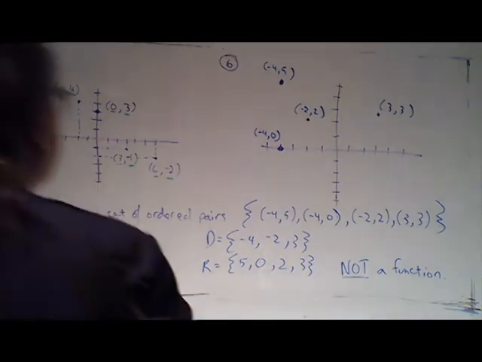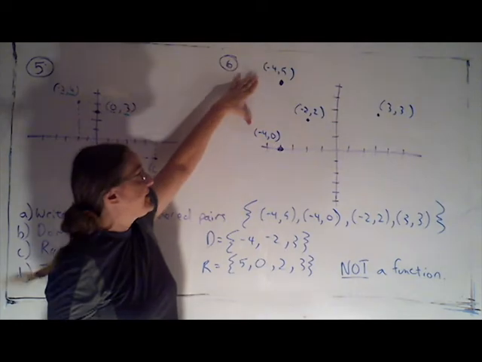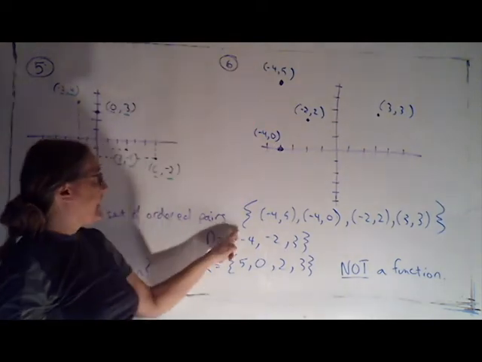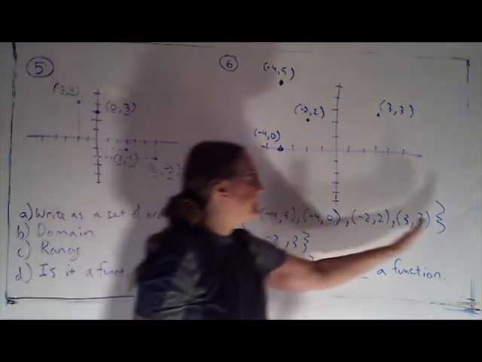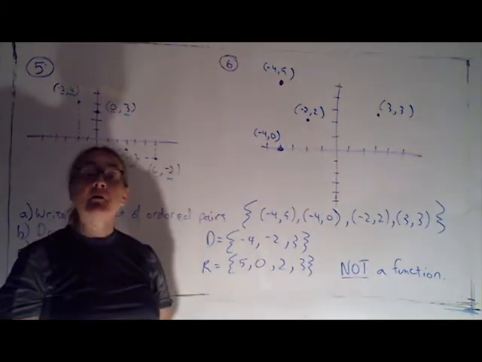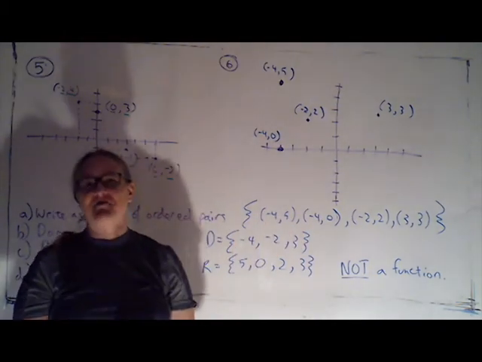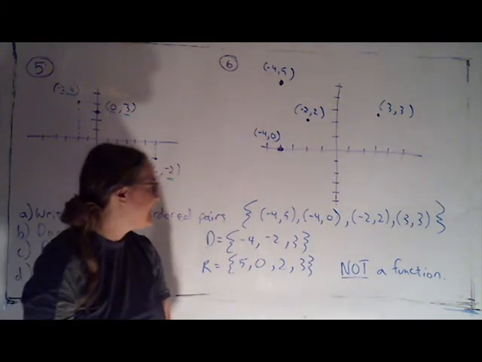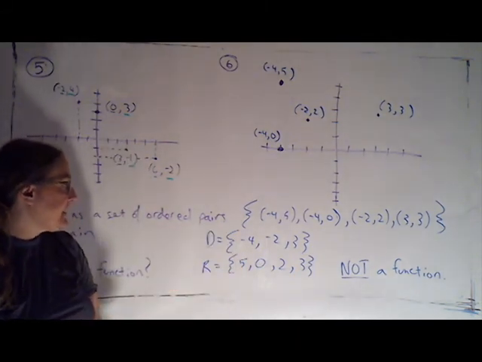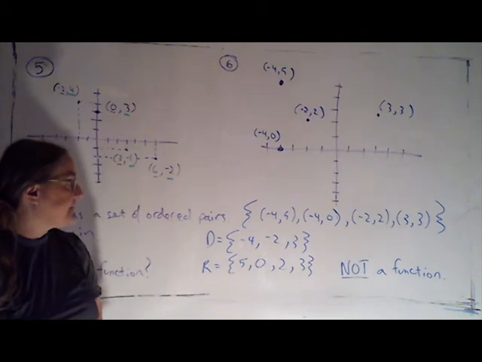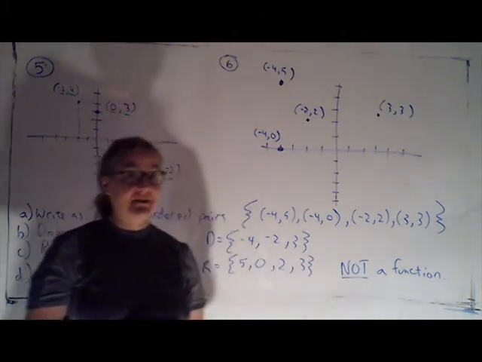All right, so I've got the answers to question 6 on the board. Again, I chose to just label the coordinates of the points here on the graph, and then for part A, we were just listing those 4 points and putting them inside of these set braces. Once again, it doesn't matter the order in which you listed them. As long as you have these 4 points inside of set braces, you've done part A correctly. Our domain was the x values, that's -4, -2, and 3, and our range was the y values 5, 0, 2, and 3.